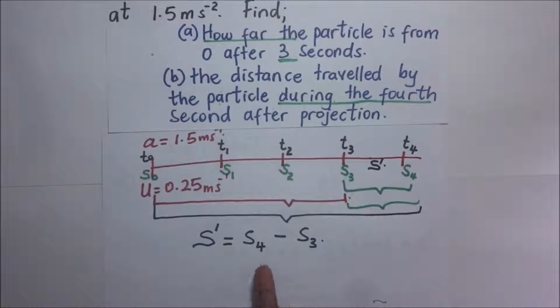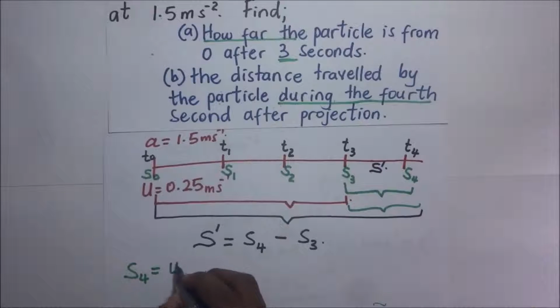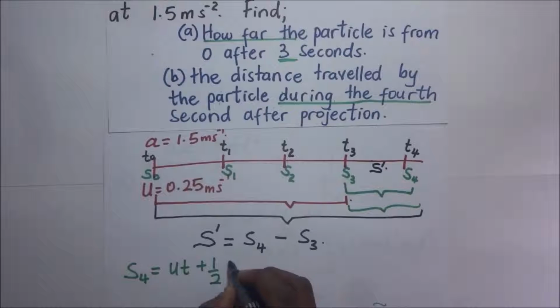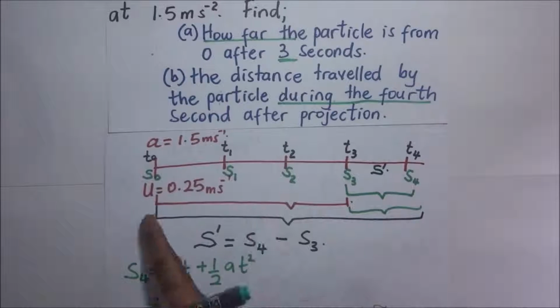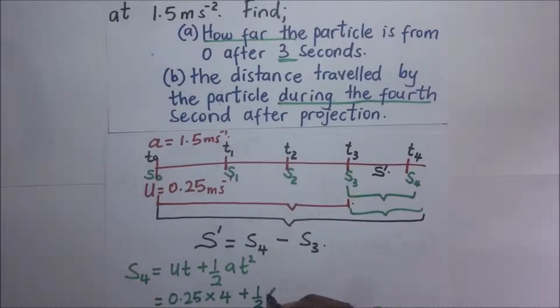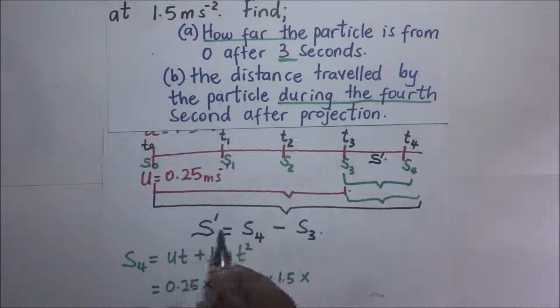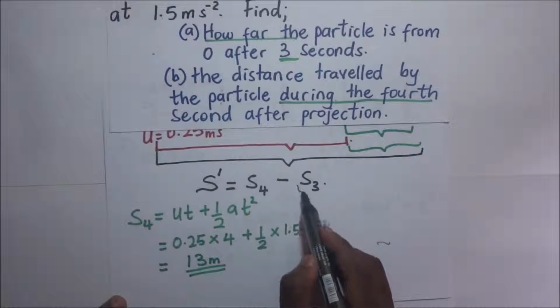So right now we need to find S4. What is S4? S4 is going to be equal to ut plus a half at squared. What is the initial velocity here? For the particle to cover up to the 4th second, the initial velocity is 0.25. So 0.25 times the time, which is 4 seconds, plus a half times the acceleration, which is 1.5, multiplied by time squared. The time is still 4.